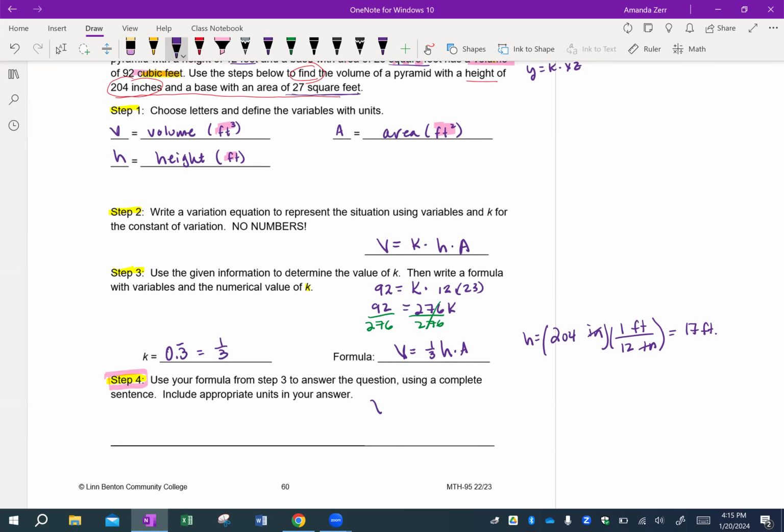Okay, so the volume is 1/3 times the height, which we just got was 17 feet, and the area is 27 feet squared. So we have feet squared times feet cubed. So our volume is going to be in cubic feet. All right, so I'm going to take 1/3 times 17 times 27. And I get 153 cubic feet.